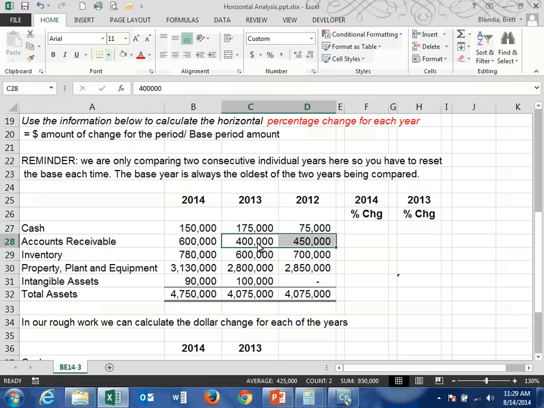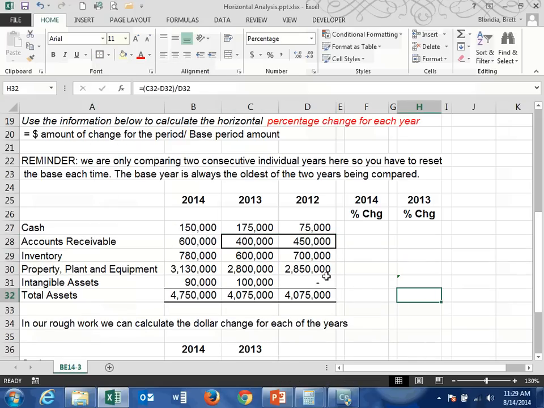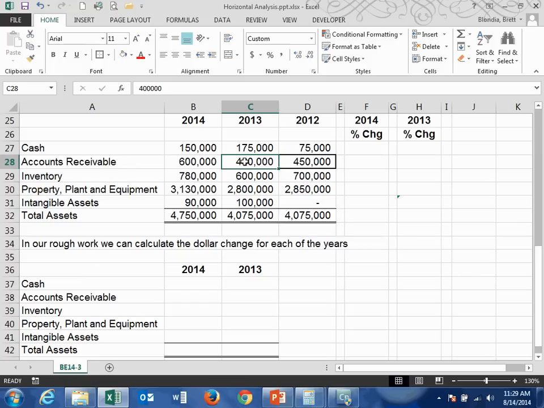I'm comparing 2013, and I'm comparing 2012. What I need to determine is how much has accounts receivable changed from 2012 to 2013. Well, the way I do that is I take my analysis period amount, which is 400, and I subtract my base period amount, which is 450,000. So 400 minus 450 is a negative 50,000. I now have my dollar change.